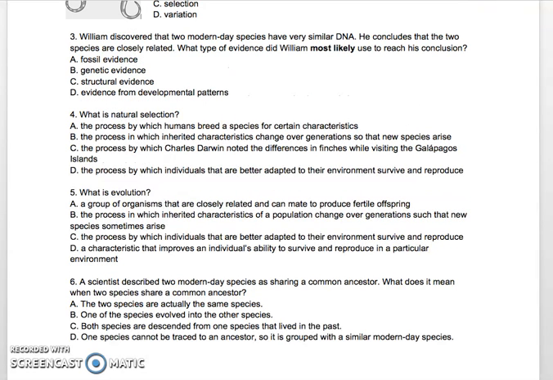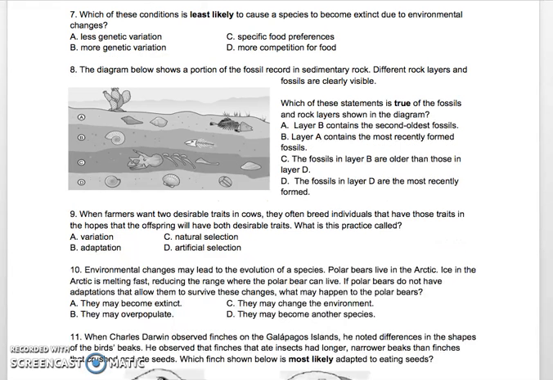Number 6. A scientist described two modern-day species as sharing a common ancestor. What does it mean when two species share a common ancestor? A. The two species are actually the same species. B. One of the species evolved into the other species. C. Both species are descended from one species that lived in the past. D. One species cannot be traced to an ancestor, so it is grouped with a similar modern-day species.